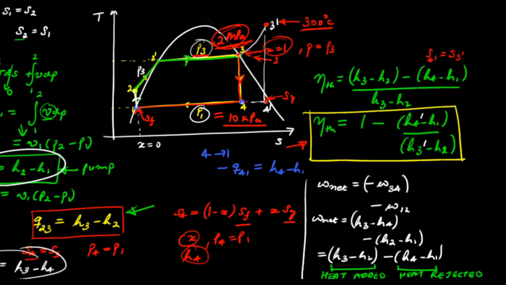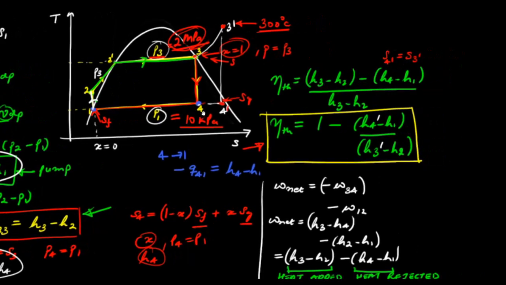And knowing the specific entropy at state 4 prime and this pressure 10 kilopascal, you can also determine all the properties at state 4 prime, and therefore you can calculate the efficiency of this Rankine cycle with superheat also. So I'll leave this calculation as an exercise for you. What you can do is calculate the efficiency of the basic Rankine cycle and the efficiency of this Rankine cycle with superheat.